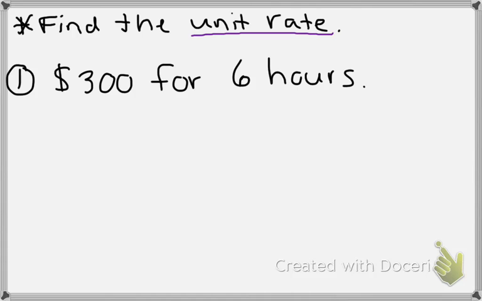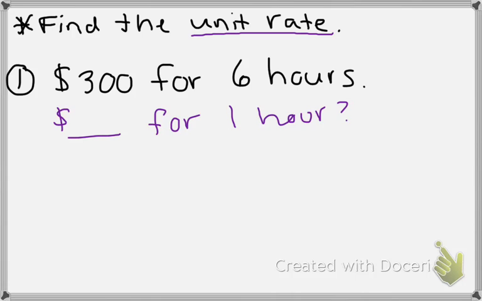For the first question, it says $300 for 6 hours. When they tell us to find the unit rate, they want to know how much money it's going to cost for 1 hour. It's telling us $300 for 6 hours, but they want to know how much money for 1 hour. That's a unit rate. One of the quantities has to be 1.